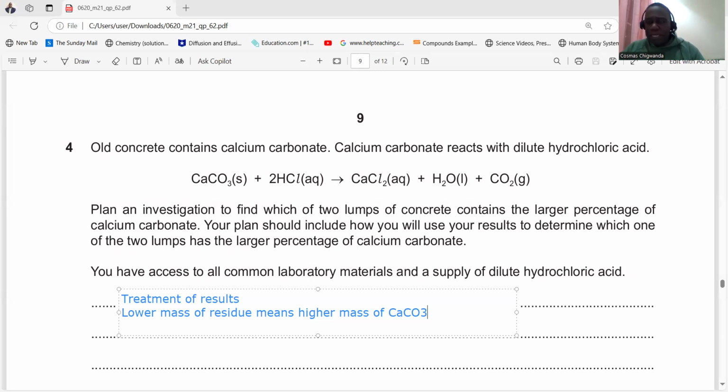You could also say, I'll react my two lumps with excess hydrochloric acid, and then I will track how the mass is disappearing in each. The final mass will be compared. That one which remains high means it had only less calcium carbonate. And that one which would be very low means most of it was calcium carbonate. As a result, we can conclude that this sample had a higher component of calcium carbonate, because the key part to this question is that your results should be used to determine which of these two lumps had a higher percentage of calcium carbonate. I thought I could just discuss this question with you.